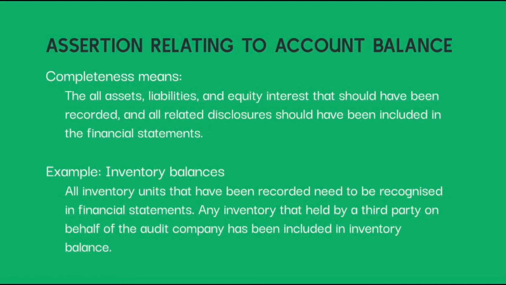Second assertion is assertion relating to account balance. Completeness means all assets, liabilities and equity interests that should have been recorded and all related disclosures should have been included in the financial statements. For example, inventory balance. All inventory units that have been recorded need to be recognized in financial statements. Any inventory held by a third party on behalf of the audited company has been included in the inventory balance.